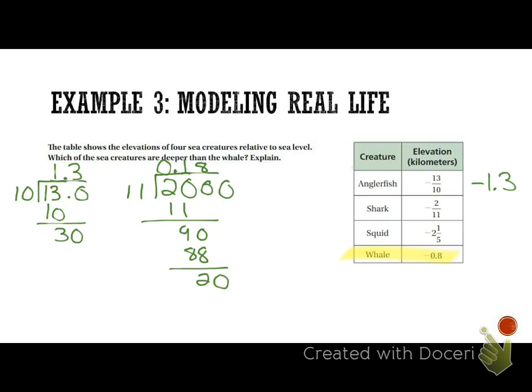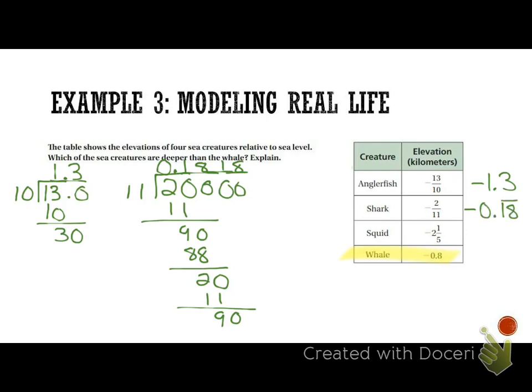11 goes into 20. How many times? Once. 11 with how many left over? 9, and I bring it down. 90 and 8 times. So I see the 18 repeating. So I do know that negative 2 elevenths is negative 0.18 repeating.